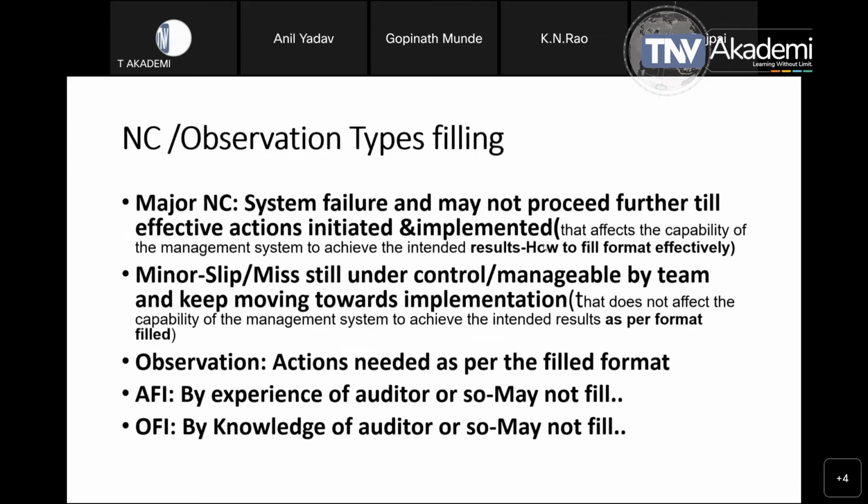But what is important now is how to fill the format effectively. We have the NC observation format. How to do format filling effectively when it comes to a situation of a major non-conformity, when the system has failed, we have understood in the last discussion. So we need to do the form filling effectively so that the intended results are ultimately achieved. Minor NC also we have discussed, but now we are at the point of the form being filled.